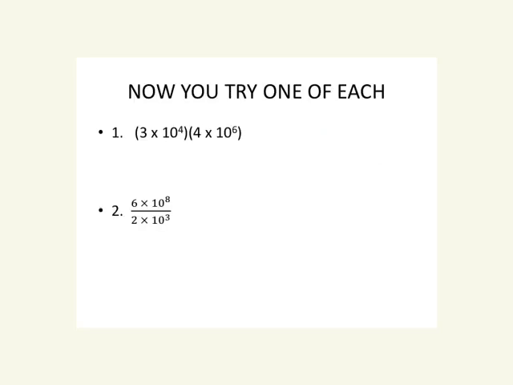Alright, hopefully after watching those two examples, you have an idea of how to multiply and divide with scientific notation. Now that you've seen it, that doesn't mean you know it. Okay, go ahead and give it some practice here. So I want you to try these two examples. Try number 1, try number 2. Okay, right now you should pause the video, and then when you push play, it'll go to the next slide, and you can check your answers. Go ahead and pause the video now.